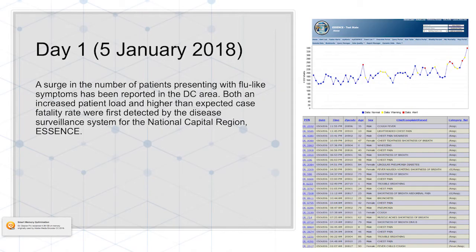Okay, so on day one, a surge in the number of patients presenting with flu-like symptoms has been reported in the DC area. Both an increased patient load and higher than expected case fatality rate were first detected by the disease surveillance system for the National Capital Region, Essence. And those are the dashboards you might see in the system.